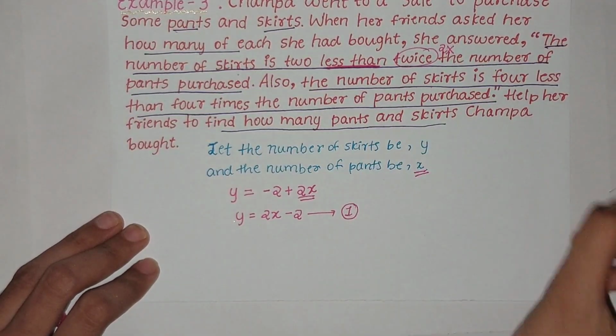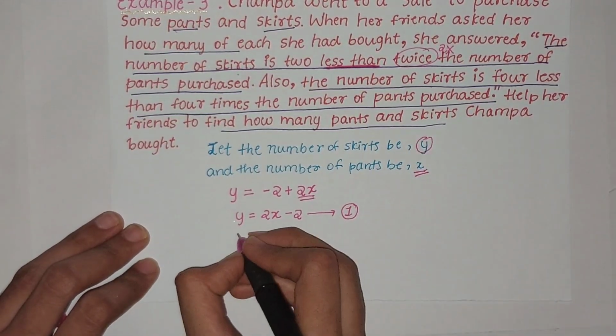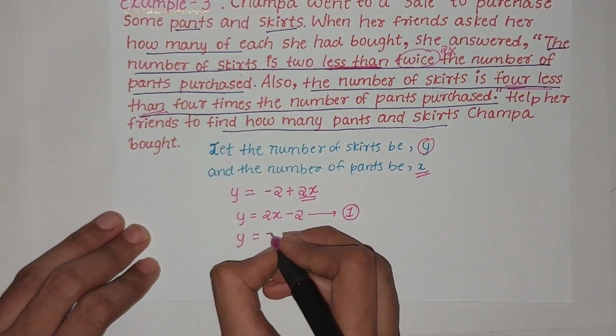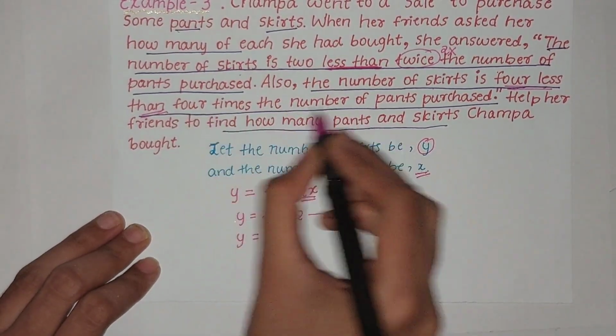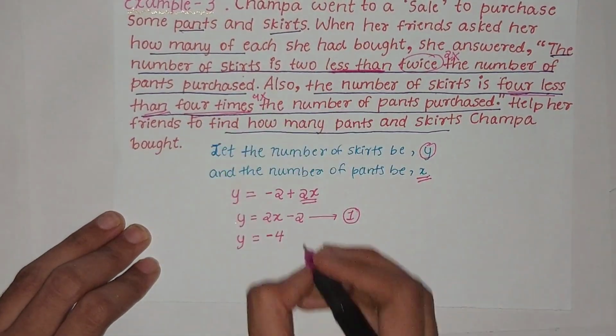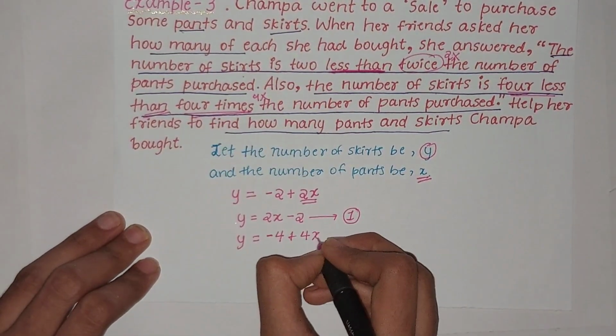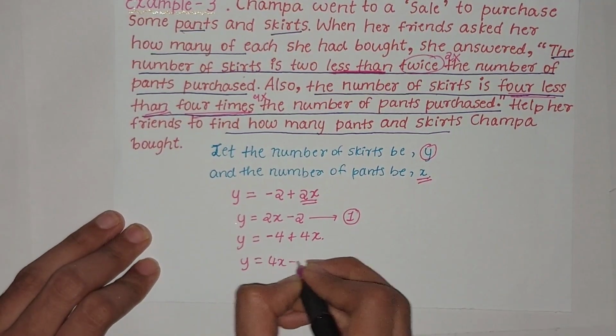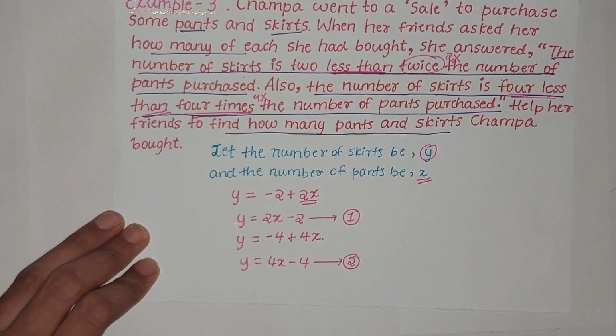Next, the number of skirts. The number of skirts means y. So I'll write y. 4 less than. Less than means minus 4. The 4 times the number of pants purchased. 4 times means 4x. So plus 4x. Understanding? Rearrange it and write y is equal to 4x minus 4. This is your second equation.